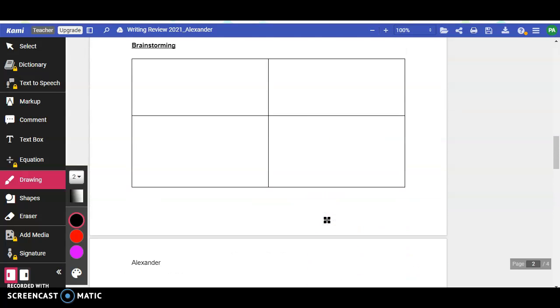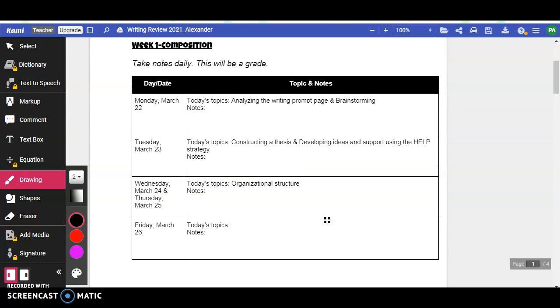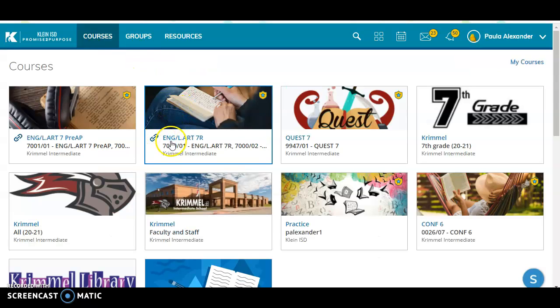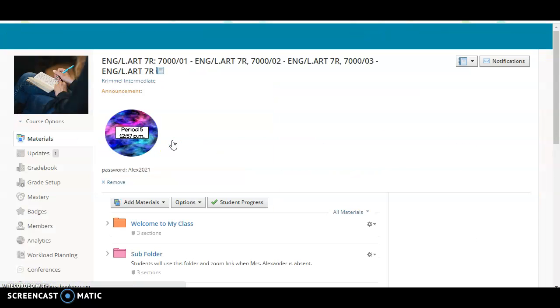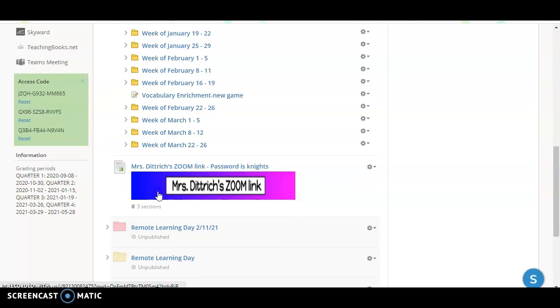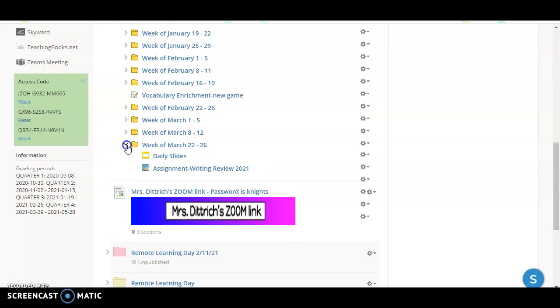Okay, when you are done with your notes on your Kami doc, don't forget to come up to the Tuesday row on the chart and write down 2 or 3 takeaways or big ideas, okay, things that you should remember from today's discussion. In addition, you'll need to go to Schoology and complete the exit ticket that is there for today. Make sure you have completed yesterday's reading assignment, which was Thank You Ma'am by Langston Hughes.